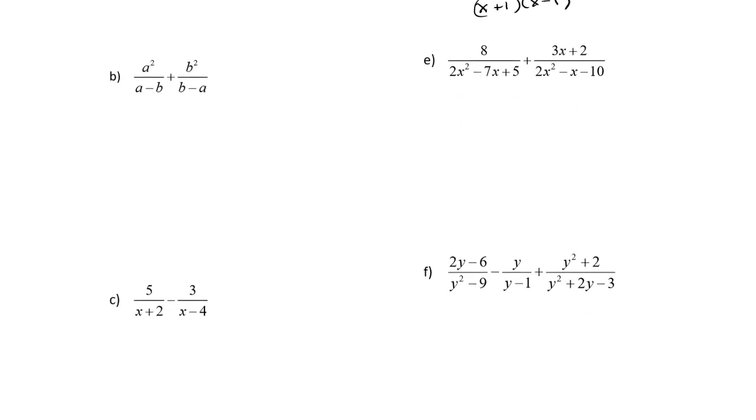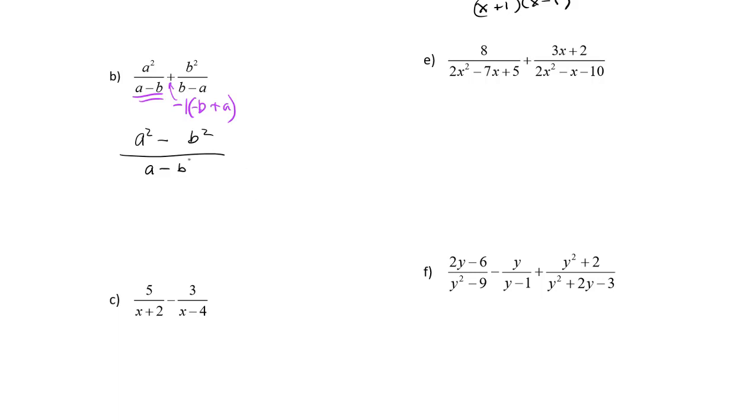Let's take a look at the next expression. We have a squared over a minus b plus b squared over b minus a. I'm going to rearrange the b minus a by factoring out a negative 1. This will give me a negative b plus a. Notice that if I rearrange the order, it will be exactly like the first one. I'm going to bring that negative up between the two fractions and rewrite it. A squared minus b squared all over a minus b.